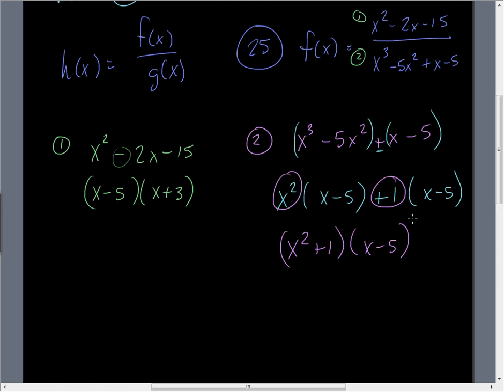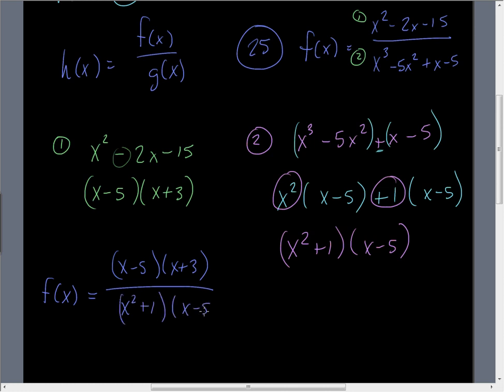Now I'm going to use this to rewrite the original function, being x minus 5, x plus 3, all over x squared plus 1 times x minus 5. Because I've got the same thing on top and bottom, those cancel. And so it really starts looking a lot like x plus 3 over x squared plus 1.